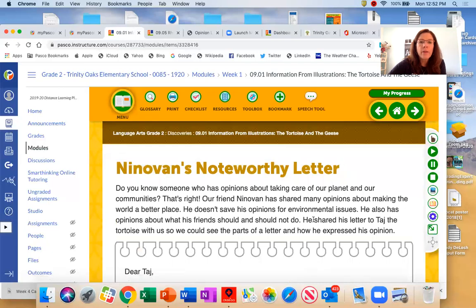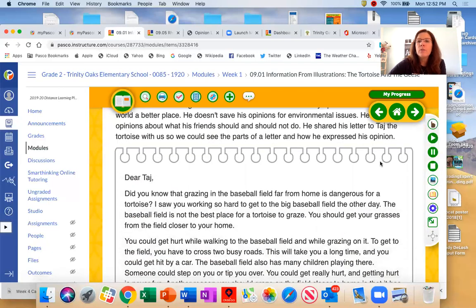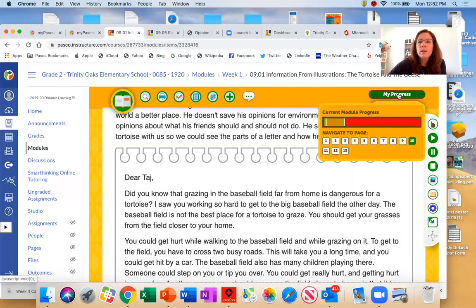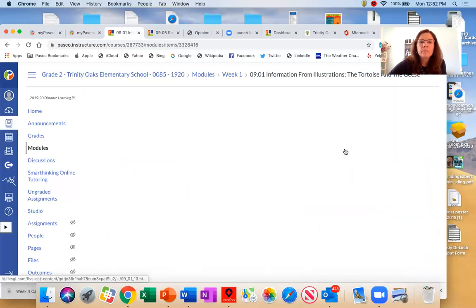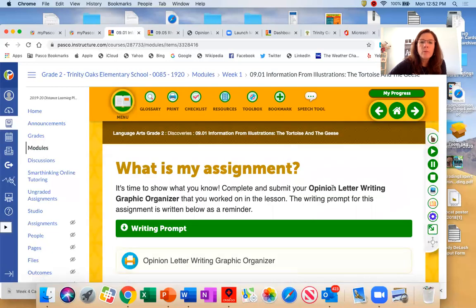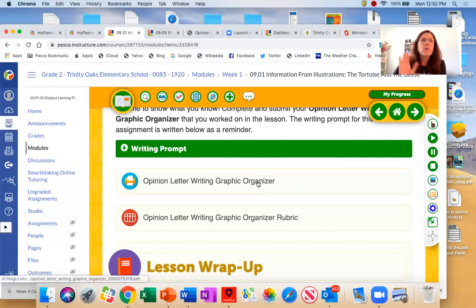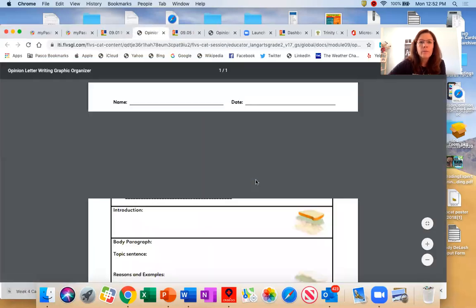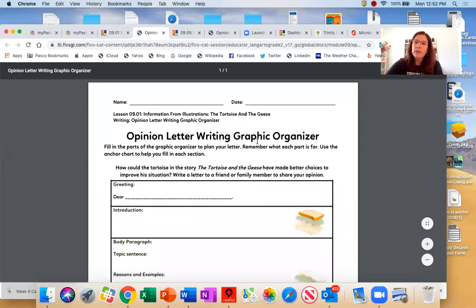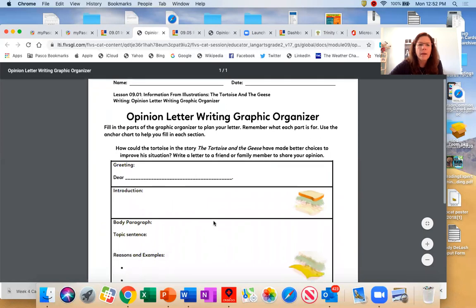All right, here they talk about this letter, some more information. But notice your assignment was your opinion letter graphic organizer. So you'll need to look back on this piece right here for your project this week. Most of you did this piece correctly, where you practiced, here's your greeting. You kind of wrote out, what would your introduction be?